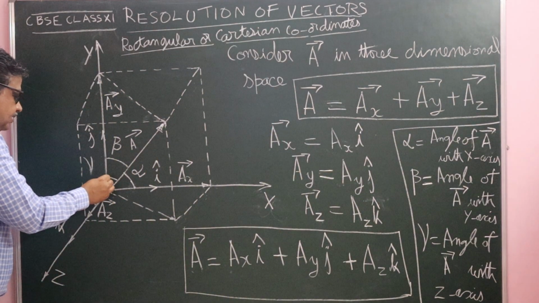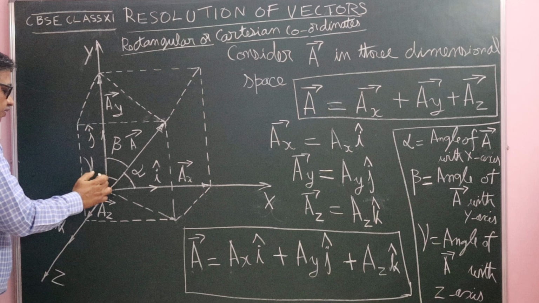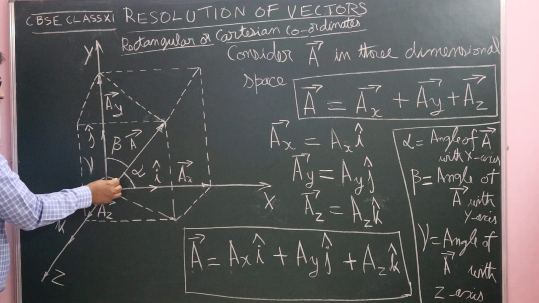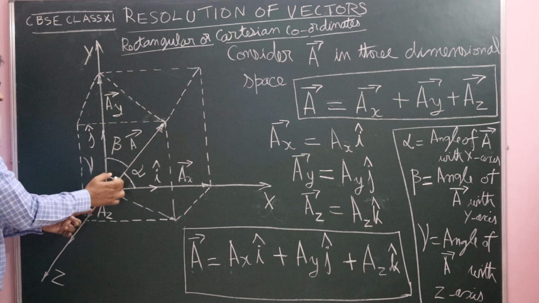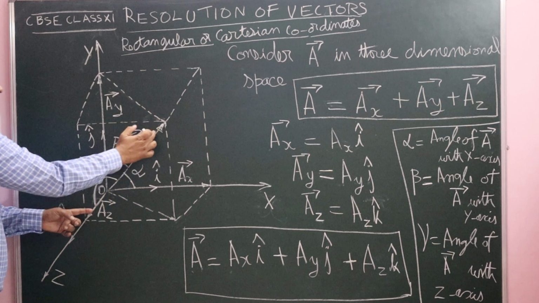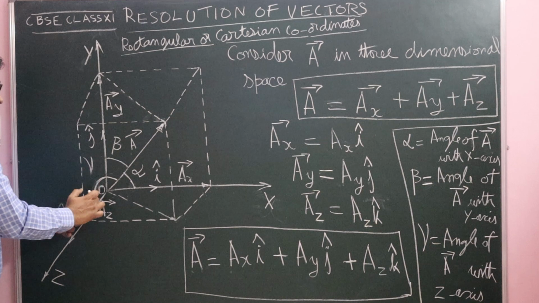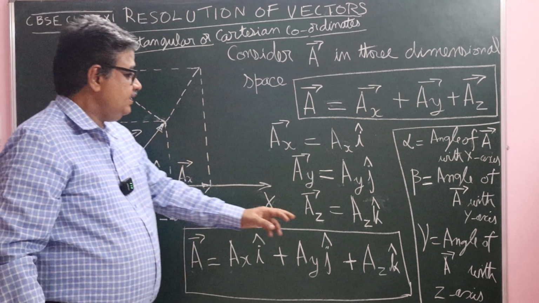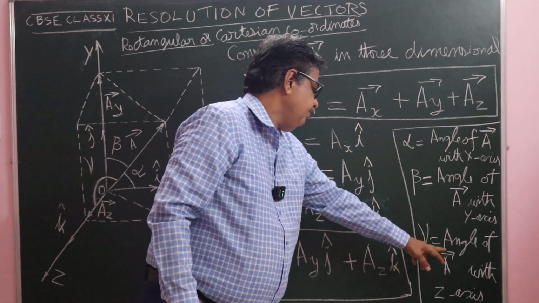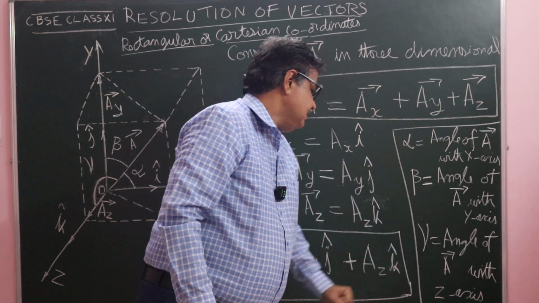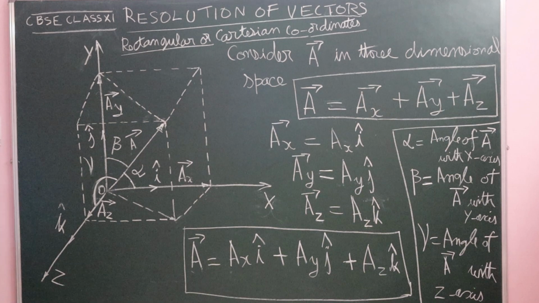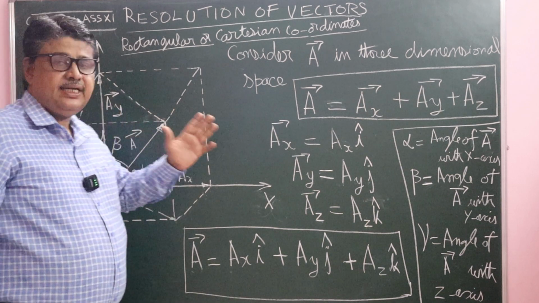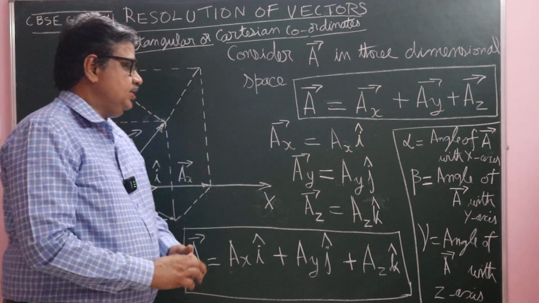Then gamma. This is gamma. Gamma is the angle of this A vector with the z-axis. This is the A vector. Angle of A vector with z-axis is gamma. So this is called Cartesian coordinate system or rectangular coordinate system.